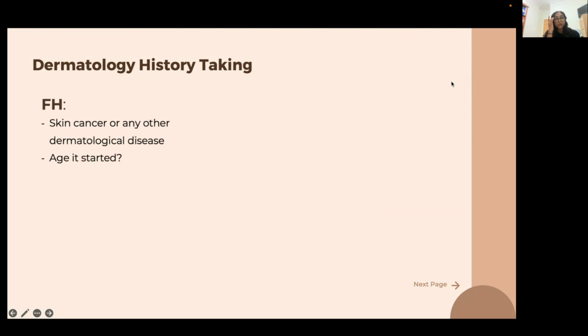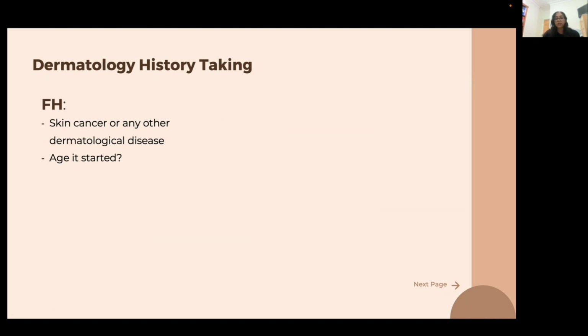Then family history. So again, most importantly, we want to ask about family history of skin cancer. So what age did it start? Is the patient still alive? Did the cancer spread anywhere? Was it metastatic? What treatments did they try?